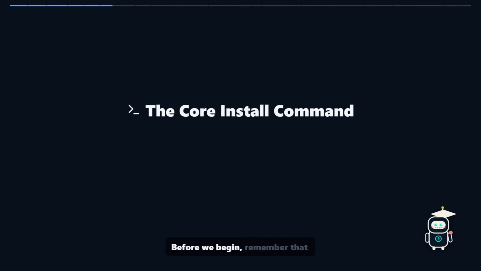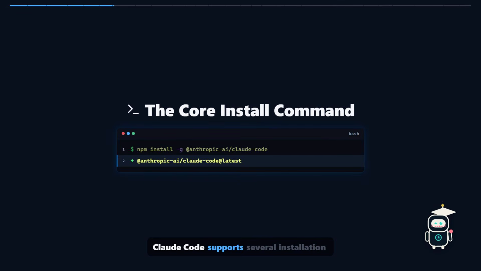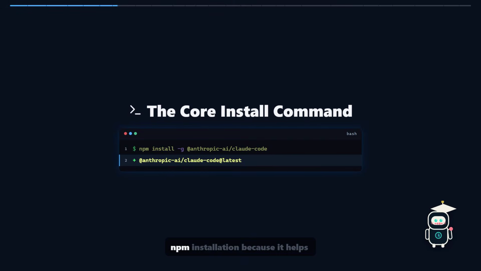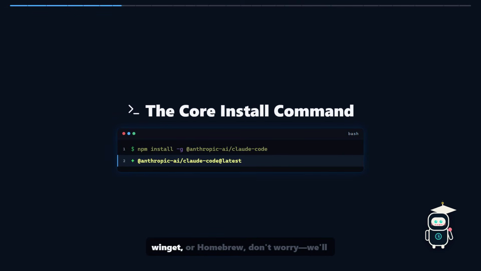Before we begin, remember that Claude Code supports several installation methods depending on your operating system and workflow. In this section, we'll start with the npm installation because it helps explain how everything works under the hood. If you're planning to use the official installer, winget, or Homebrew, don't worry. We'll cover those options shortly and help you decide which one is right for you.